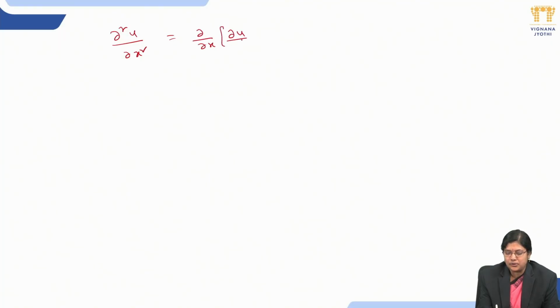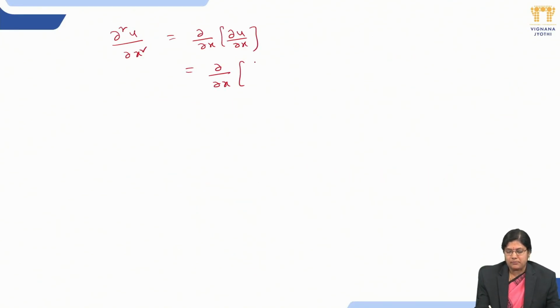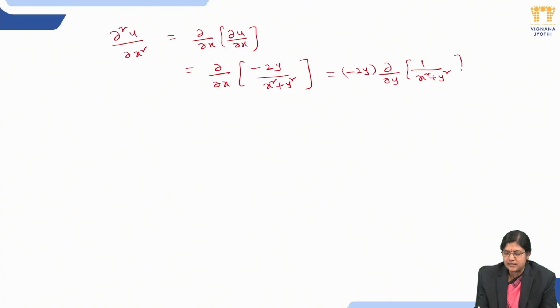Next, I am going to calculate ∂²u/∂x², that is equal to ∂/∂x of ∂u/∂x. In the previous step we know that ∂u/∂x will be equal to minus 2y by x² plus y², so replace it here. When you are differentiating partially with respect to x, the minus 2y term is constant, into ∂/∂x of 1 by x² plus y².